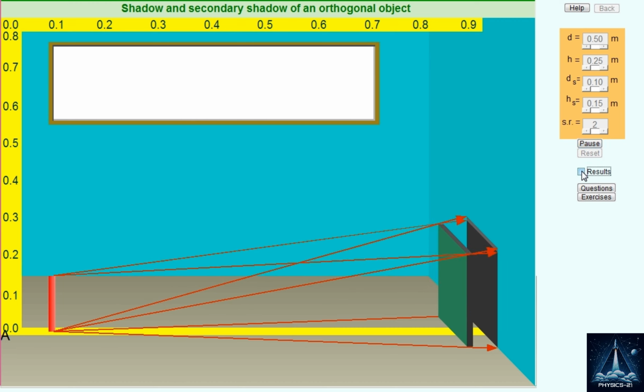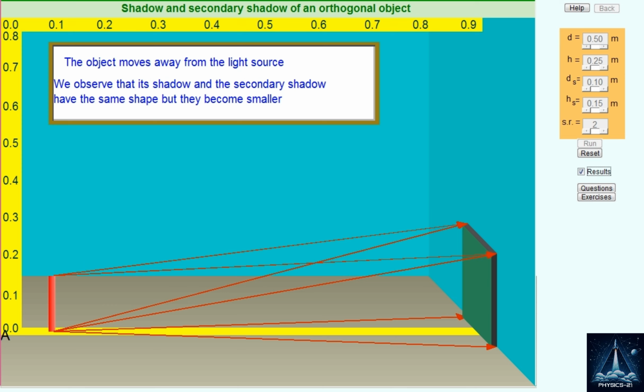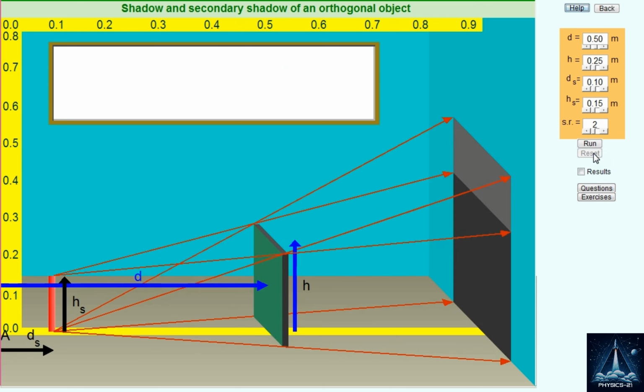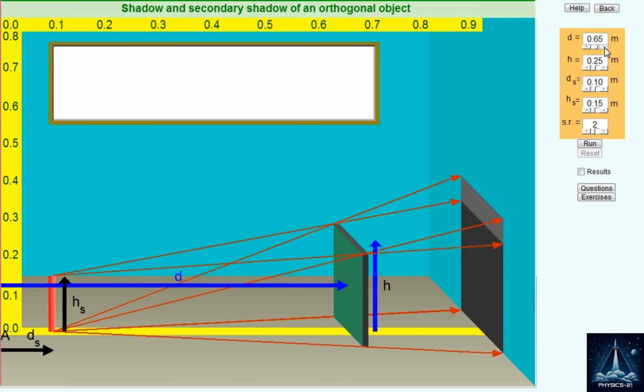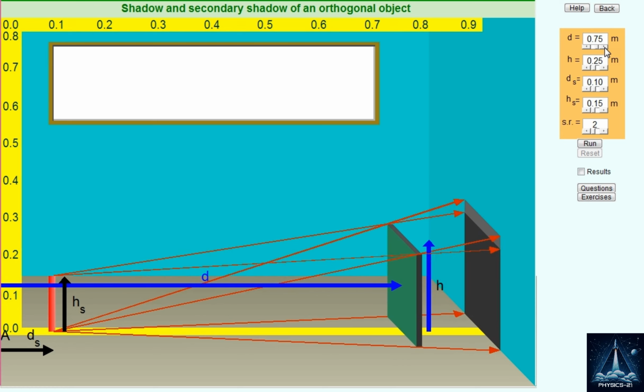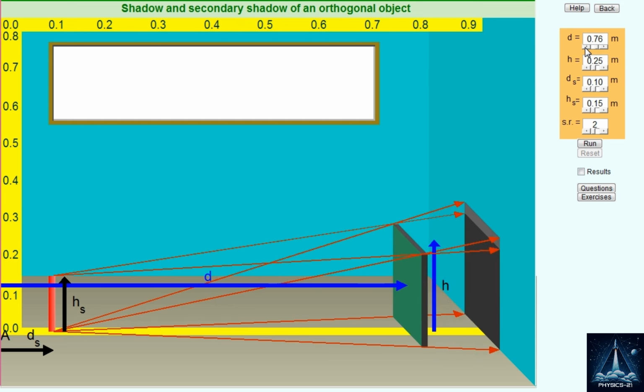We can hide the results table. We can also interrupt the motion. We can reset the simulation to its initial environment. We can choose various combinations of parameters and study the simulation.